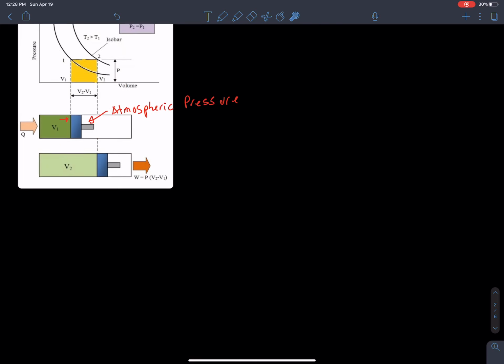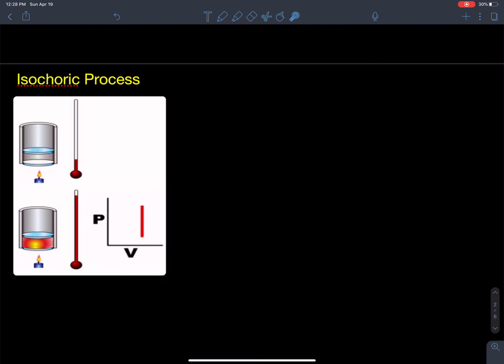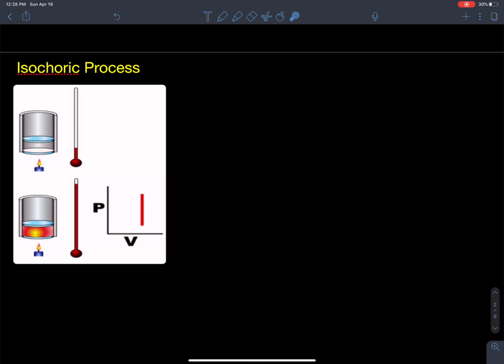The next process is an isochoric process. In an isochoric process, the volume is constant. So what does that look like? Imagine I had a fuel inside here, and the fire ignites the fuel. That's an instantaneous release of heat. Well, that instantaneous release of heat would rapidly increase the pressure inside here, and the piston doesn't have a chance to move yet.